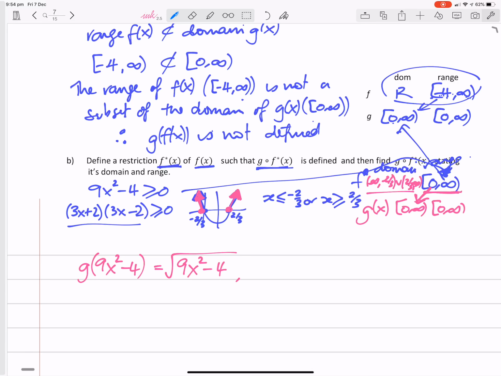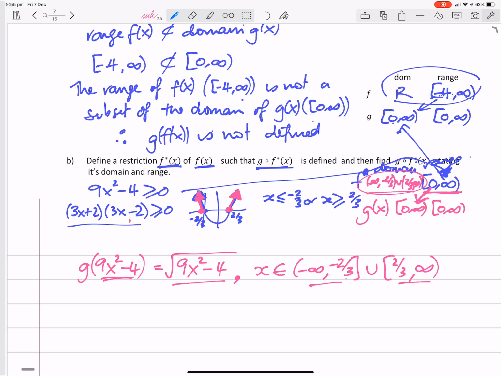And our domain is the domain of the inner function. So it's the domain of this function, which we've just restricted to be x as an element of negative infinity to negative 2/3, or 2/3, oops, we can include 2/3, 2/3 to infinity. And what you'll see now, if we put any values in here into this function, it'll end up being 0 or positive.